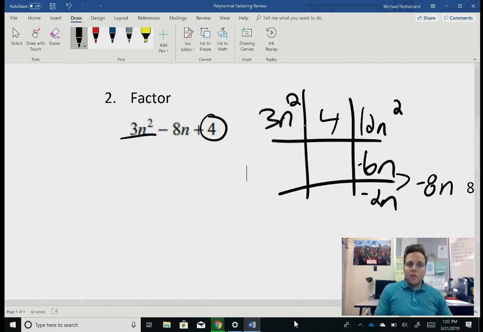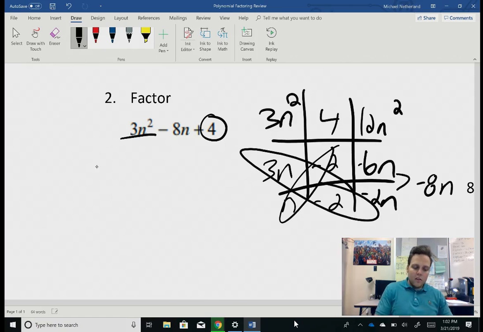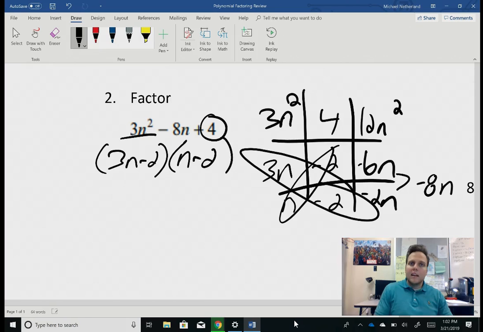Then I ask myself, what do 3n squared and -6n have in common? A 3n. What do 3n squared and -2n have in common? Just an n. 3n times what is -6n? It's -2. n times what is -2n? -2. So we go across, we go across. We get 3n minus 2 times n minus 2. And there we go.